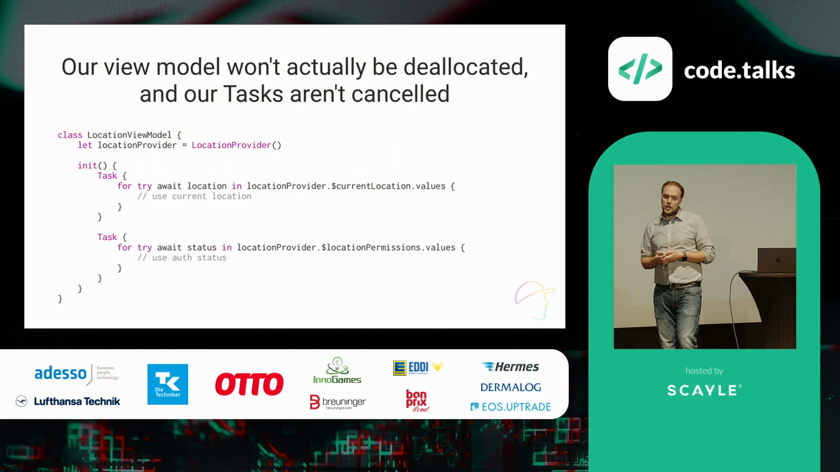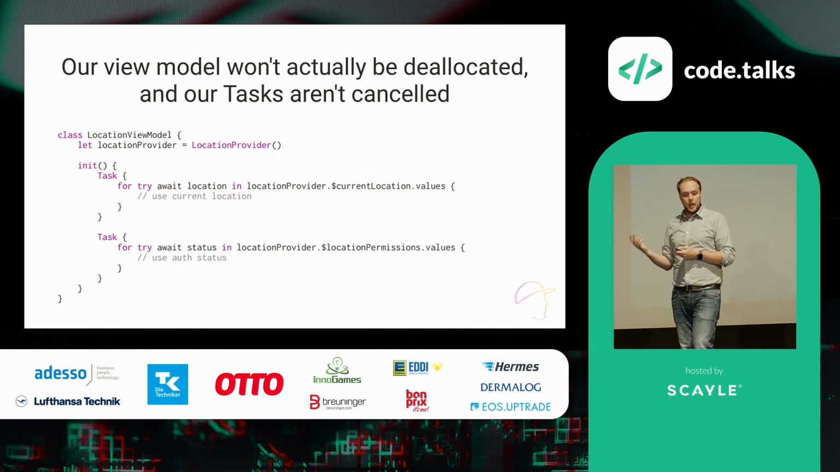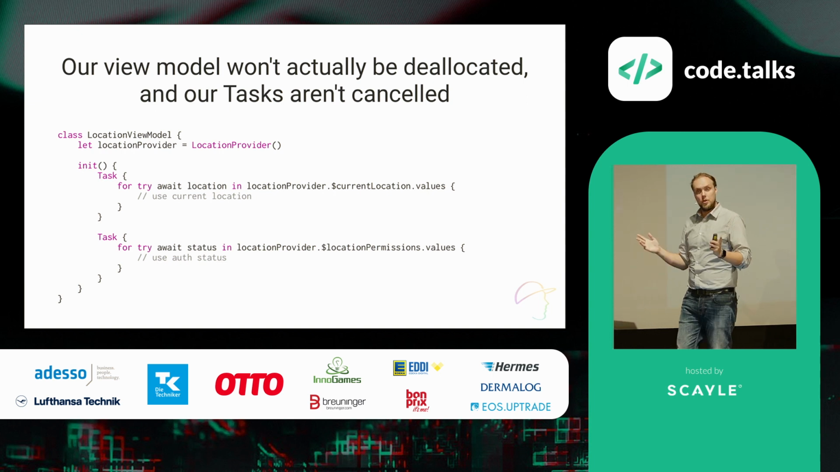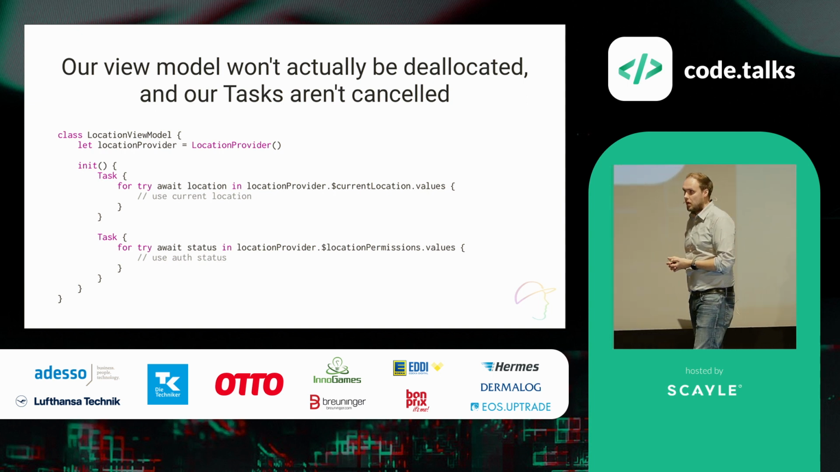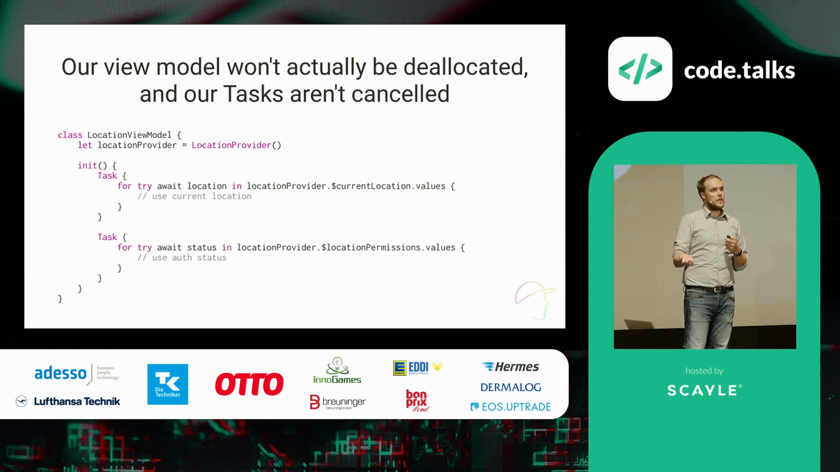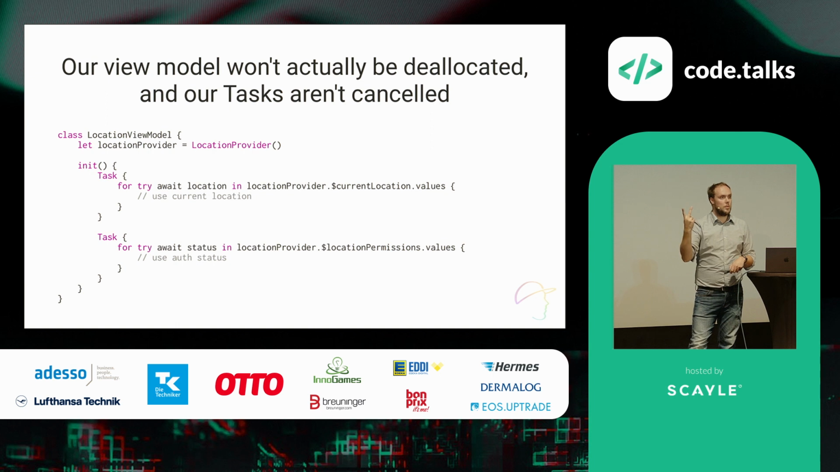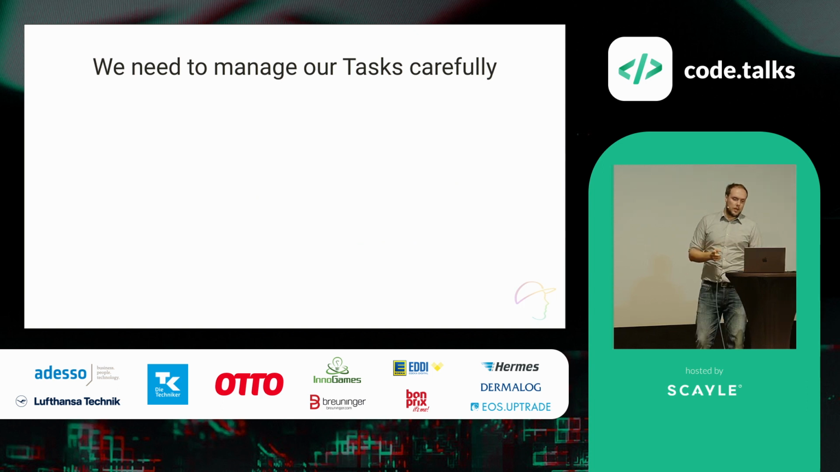That's not what we wanted, because right here, if we look at this, we strongly capture self implicitly, mind you, because I never used the word self in this code. But we do capture self, by accessing the location provider, which means that the task now has a strong reference to self. So when I set that view model to nil, there are still two objects holding on to my location provider, namely the two tasks. We don't want that, so we need to manage tasks carefully.